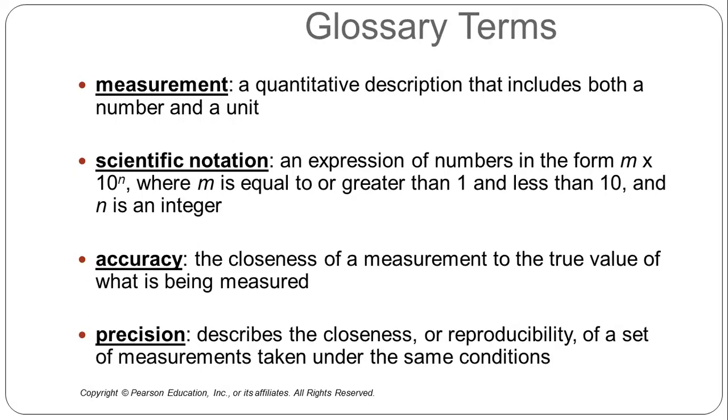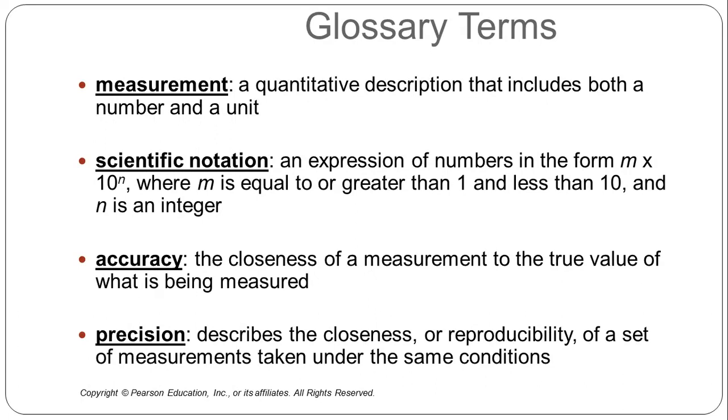For the other definitions or glossary terms, measurement is a quantitative description that includes both a number and a unit. Scientific notation is an expression of numbers in the form m times 10 raised to n, where m is equal to or greater than 1 and less than 10, and n, yung exponent, is an integer. Yung integer dyan, pwede siyang negative or positive. Then, accuracy. Accuracy is the closeness of a measurement to the true value of what is being measured. Ito yung pinakamalapit sa katotohanan.